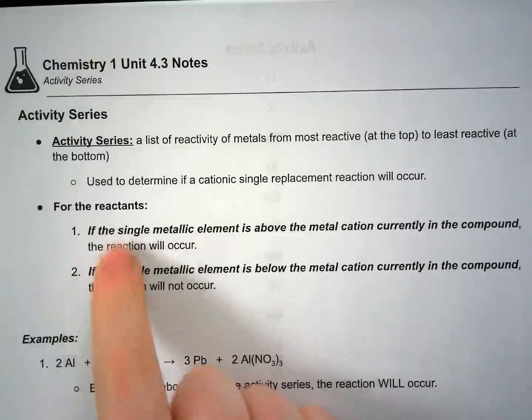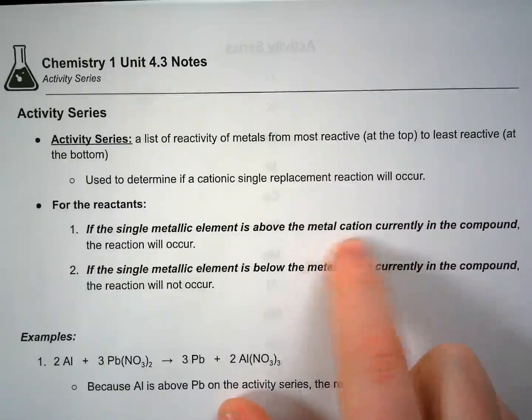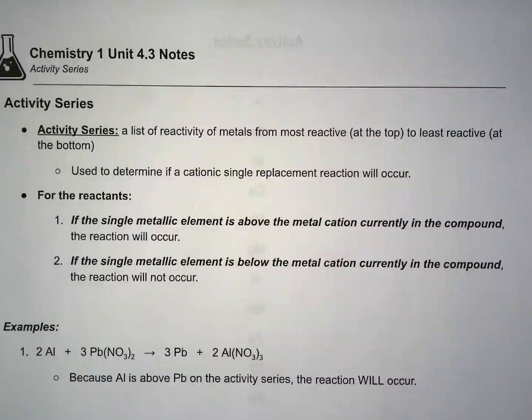So most reactive at the top, least reactive at the bottom. So how do we use them? For reactants, if the single metallic element is above the metal cation, because remember the metals are the cations, currently in the compound, the reaction will occur. If, however, the single metallic element is below the metal cation currently in the compound, the reaction will not occur.